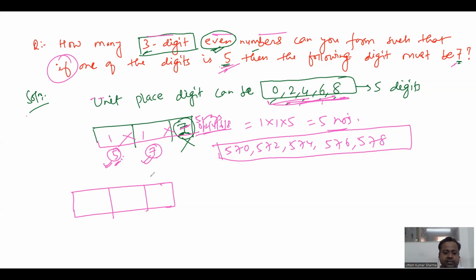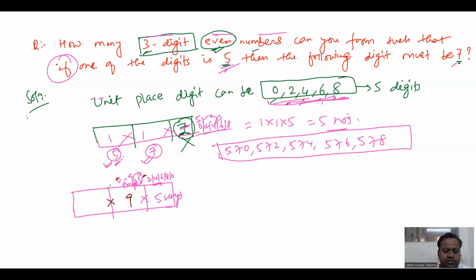As I told you, the unit place could be filled with only 2, 4, 6, 8, or 0, so 5 ways, right? The tens place can take anything from 0 to 9 except 5, because if I take a 5 here, I have to write 7 at the unit place, which is not at all possible. I cannot take 7 at the unit place. So from 0 to 9, there are 10 digits, of which you take out 5, and you are left with only 9 ways.